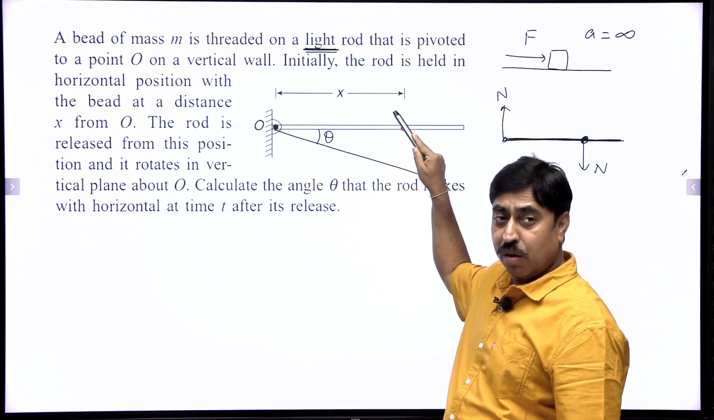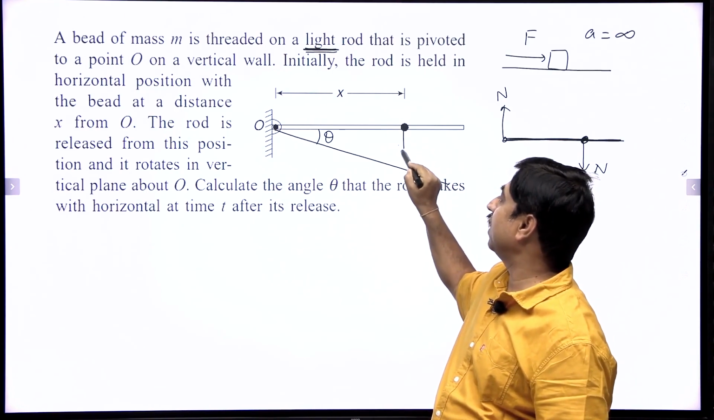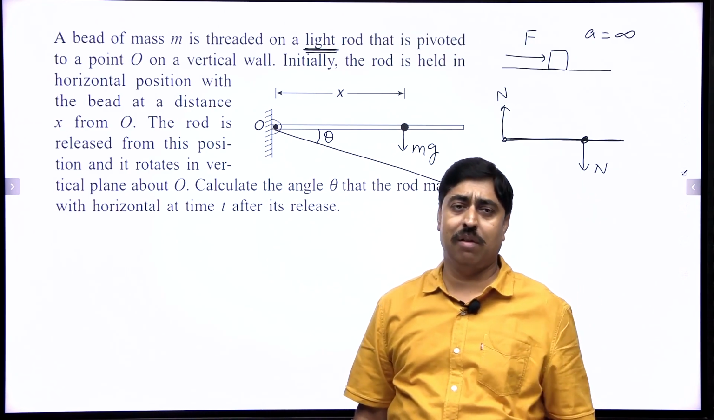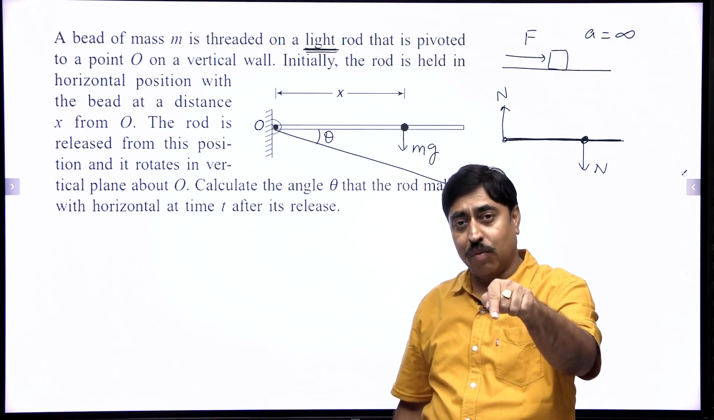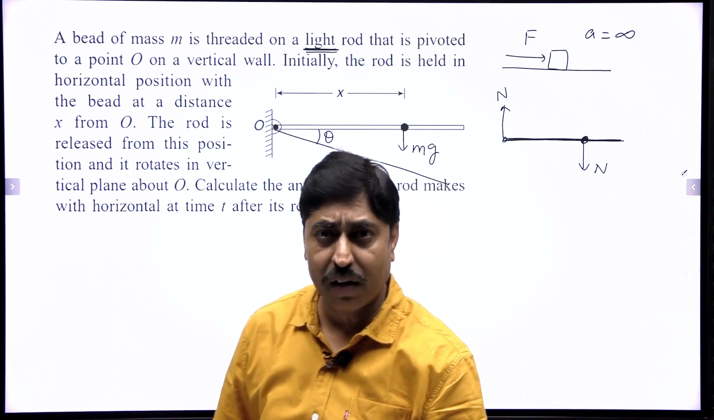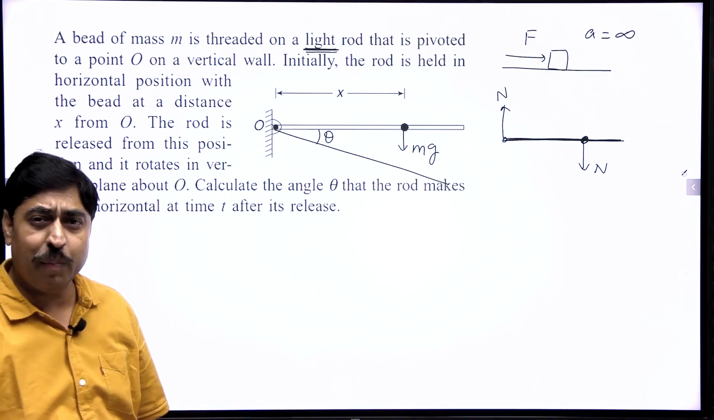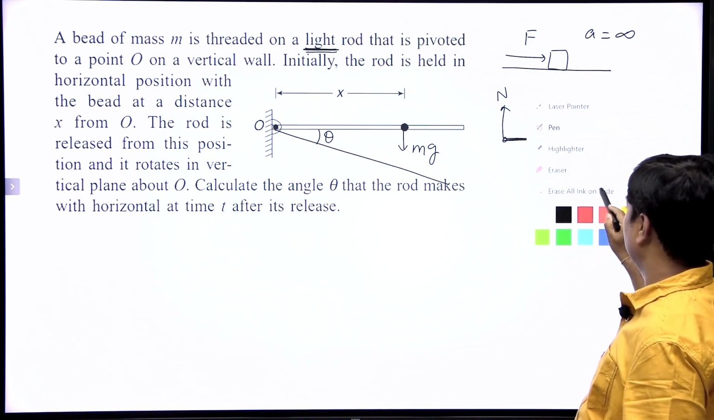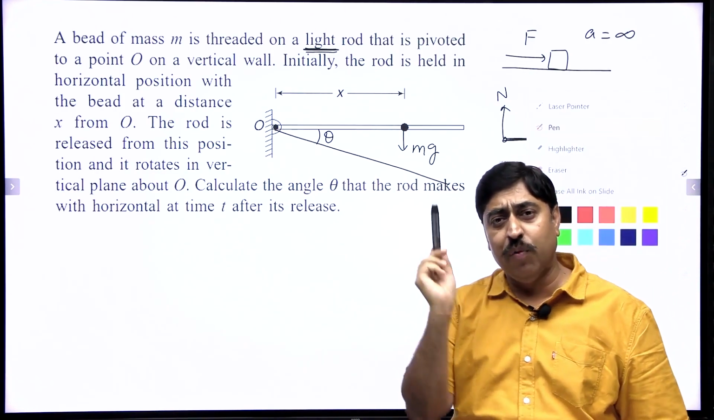So when you release this rod, the bead is experiencing a weight force, but there is no normal reaction, no friction on the bead. So what is going to happen? This particular bead will fall down with acceleration g. It will experience free fall. Don't you see that? Yes, believe it or not, dear friends, you have to believe this. The bead is going to move vertically down with acceleration g.